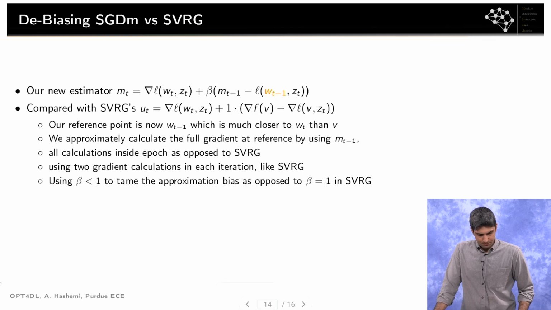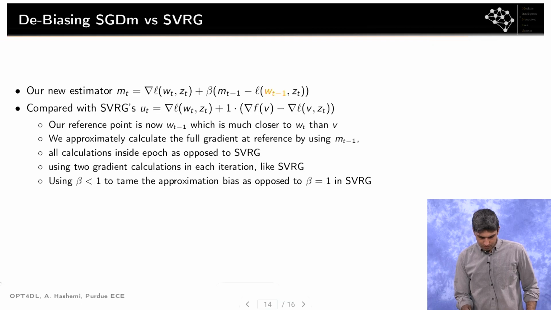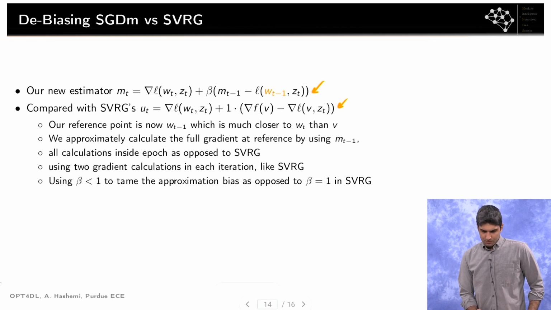All right. So let's compare this method with SVRG next. So this is the update vector we are using. And recall, this was the update vector of the SVRG algorithm. So we are improving SVRG in some sense.